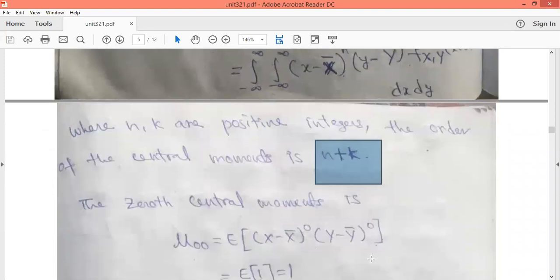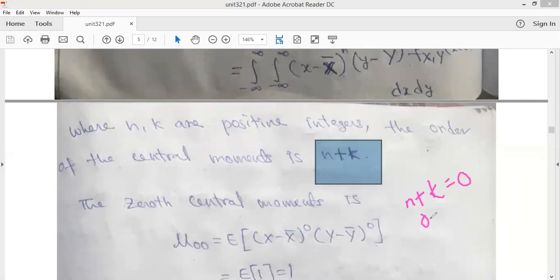Now we'll discuss what is the zeroth central moment. How do we find out the zeroth central moment? We have discussed that when n plus k is equal to 0, we call it the zeroth central moment. We get 0 only if both n and k are 0. So here, what is mu 0 0?